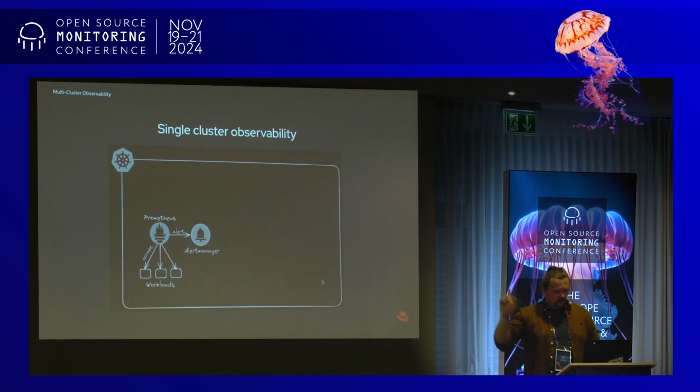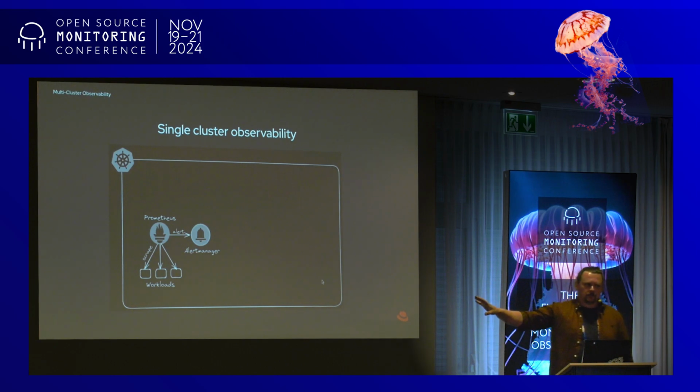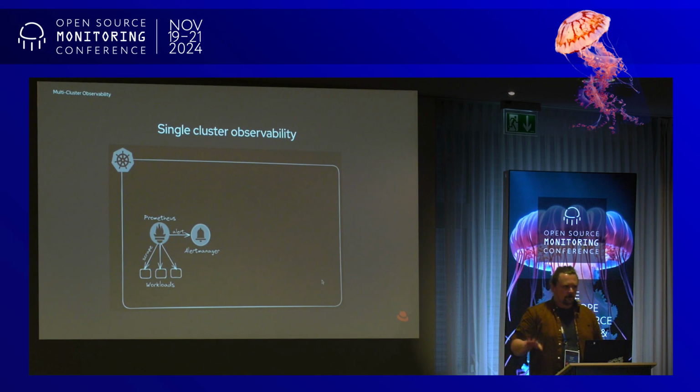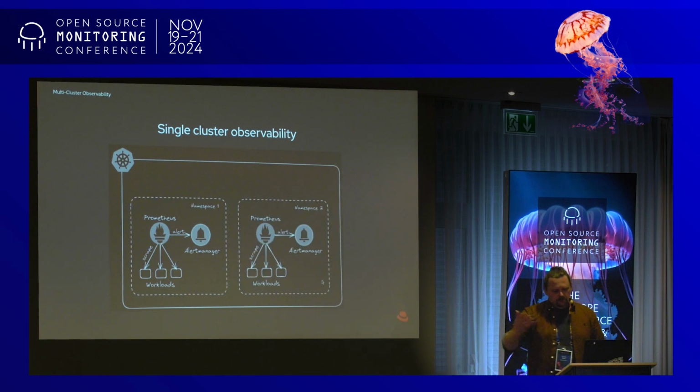But let's first go back to single cluster. So again, this is your typical setup. Here you have a Prometheus, you have an alert manager, you have workloads, which you scrape. But as I said, there are multiple teams working on that. They maybe are interested in different metrics. So there's an SRE team looking at platform metrics. There's a development team looking at the metrics of their workloads. And they basically want to have their own monitoring stacks. So what you usually do is you have multiple monitoring stacks and multiple namespaces.